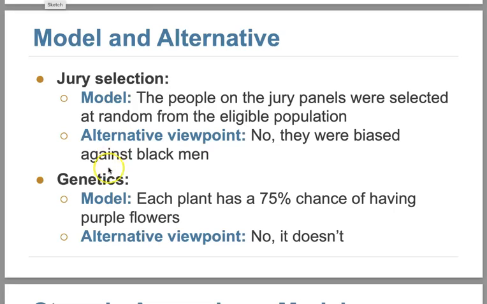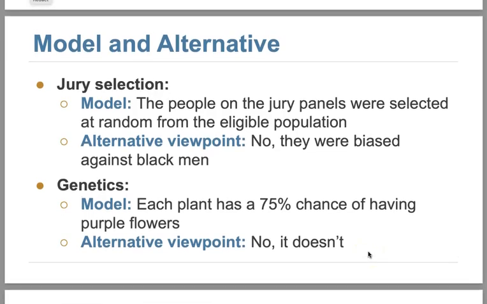Now see the second example, the genetics example from Mendel. The model suggests each pea plant has a 75% chance of having purple flowers. That's his model because he said it's 75%. So our alternative viewpoint will be the opposite of the model: that it's not 75%. When we simulate our model, we do it many times, and then we really compare the simulation result with the observed result.